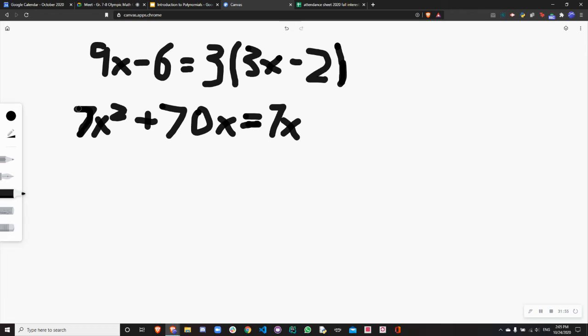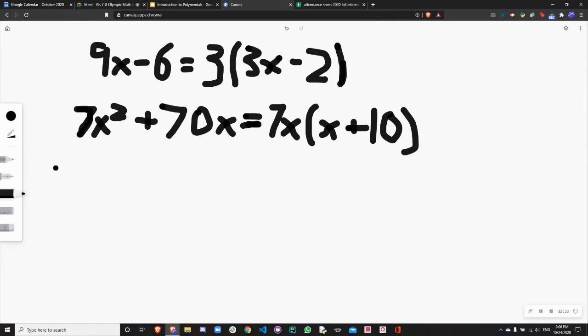So here we can first look at the coefficients and find the greatest common factor between the coefficients. And here it's just 7. And then look at the variables. And then you just take the smallest exponent of the variable, which is, in this case, just 1. So you have x. So you can factor out 7x from these two terms. So then we're left with x. So 7x squared divided by 7x gives you x. And we can do 70x divided by 7x to give you 10. So 7x times x plus 10. That's our answer for question 2.